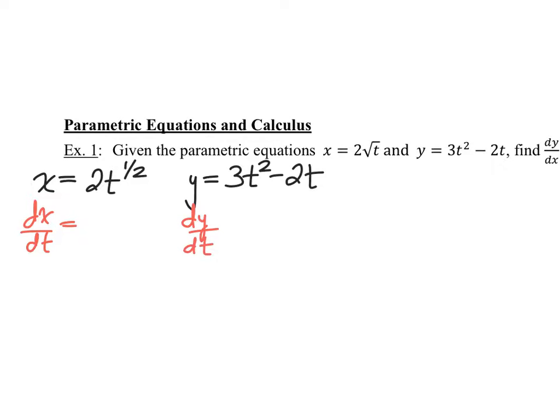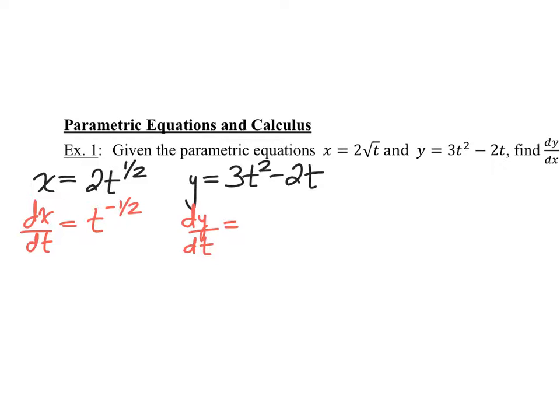I know some folks like to go with the prime notation for derivatives. I would caution against that because we're going to be taking derivatives with respect to a variety of different variables. It's very easy to lose track of what you're differentiating with respect to. So the dx/dt, dy/dt notation is a better way to go. All right. So the first derivative of 2t to the 1/2 would be what? t to the negative 1/2.